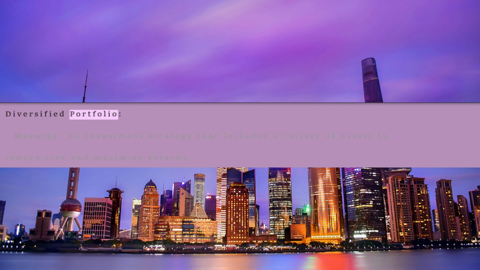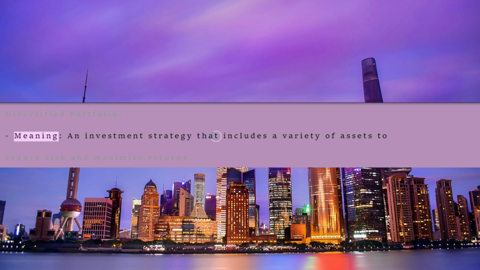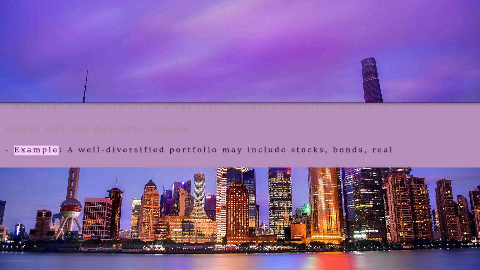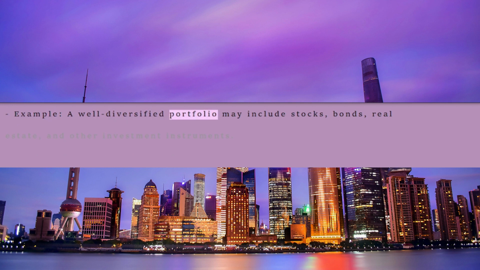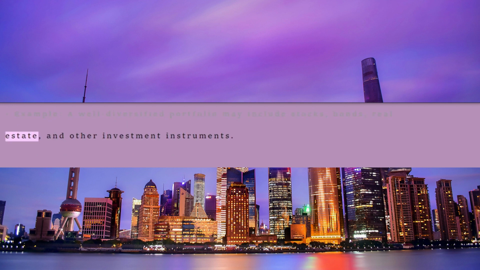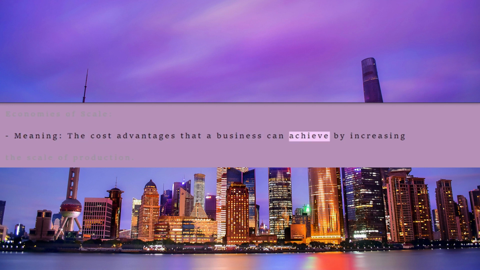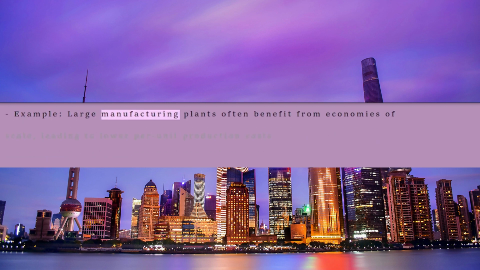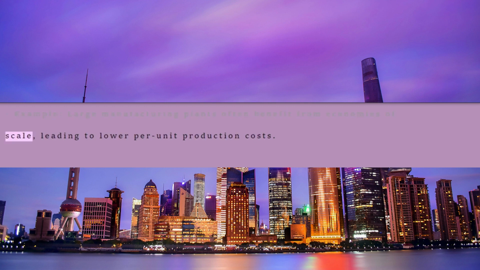Diversified portfolio. Meaning, an investment strategy that includes a variety of assets to reduce risk and maximize returns. Example: a well-diversified portfolio may include stocks, bonds, real estate, and other investment instruments. Economies of scale. Meaning, the cost advantages that a business can achieve by increasing the scale of production. Example: large manufacturing plants often benefit from economies of scale, leading to lower per unit production costs.